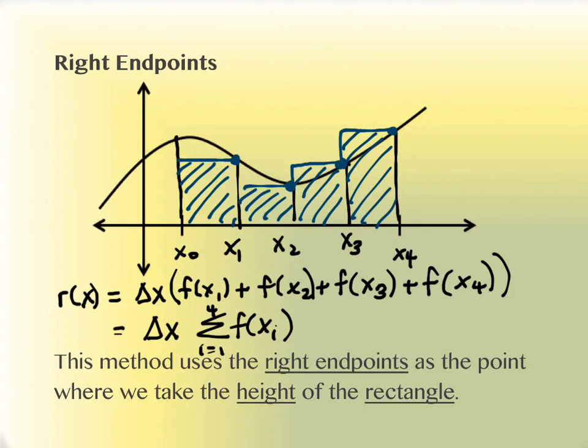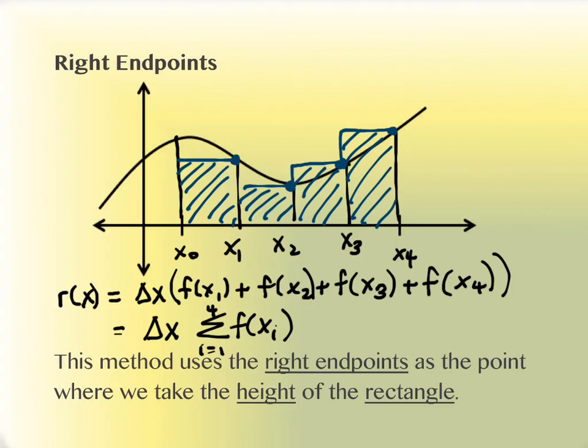Now, in practice, if you've already found the left endpoint approximation, it's really easy to find the right endpoint approximation. You just leave off the f of x0, and you add in the f of x4. That's the only difference in these formulas, whether we use x0 or x4 in the calculation. So calculating one from the other is a pretty quick change.